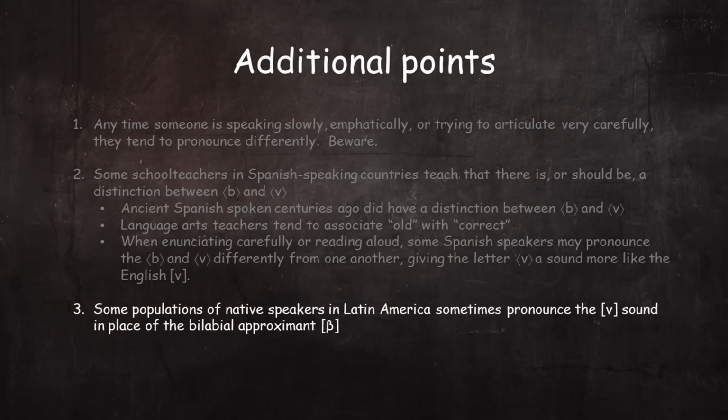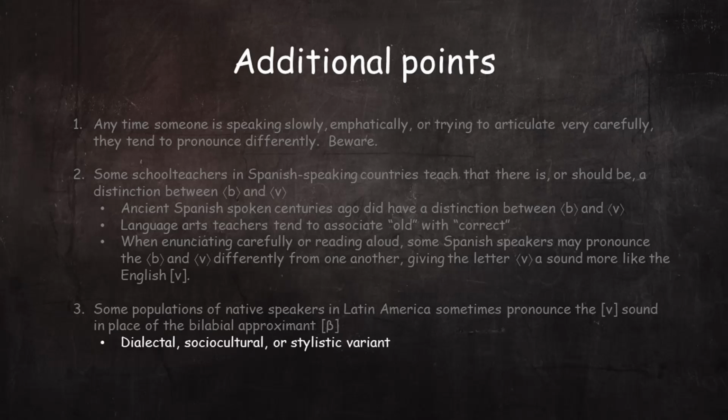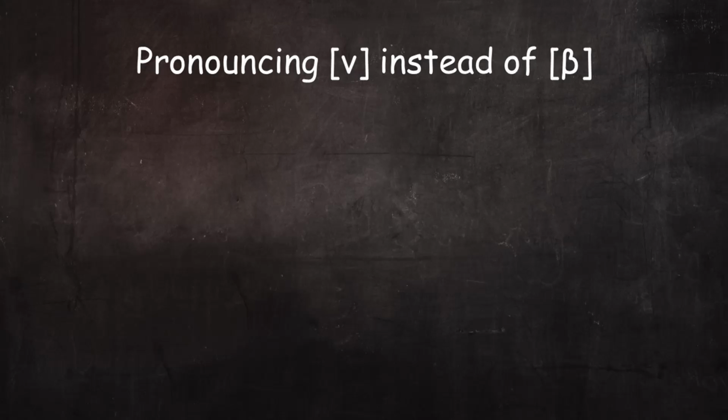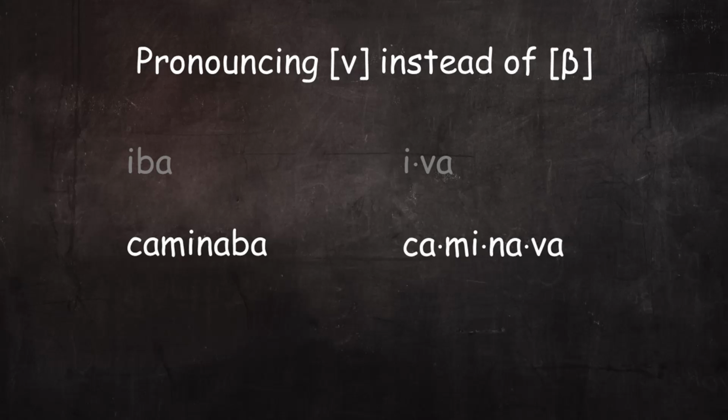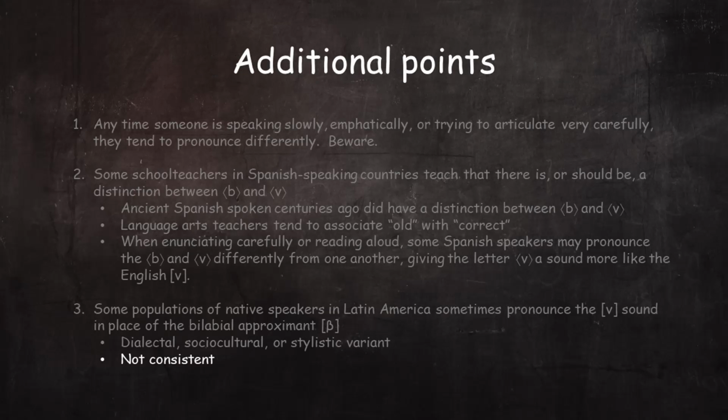Some populations of native speakers in Latin America sometimes pronounce the V sound in place of the bilabial approximant as a dialectal, sociocultural, or stylistic variant. So, for example, people who do this may pronounce the word iba more like iva, and caminaba like caminava. To my knowledge, there's nobody who makes this substitution consistently. It seems that people who do this still pronounce a majority of their bilabial approximants in the standard fashion, and only insert the V sound here and there. I'm sure there's an underlying structure to how they do it, but whatever the pattern is, I'm unaware of a rule that describes it.